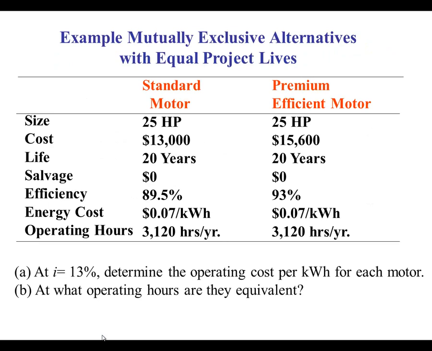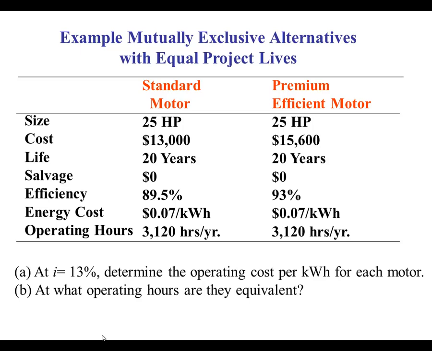As we said before, the annual worth could be used to compare two alternatives or two projects. To understand that, we can look at the example in this slide. We have a company that would like to purchase a motor and they are looking at two options. The first option is a standard motor with 25 horsepower, 20 years lifespan, 0 salvage value, and 89.5% efficiency. The cost for that one will be $13,000.